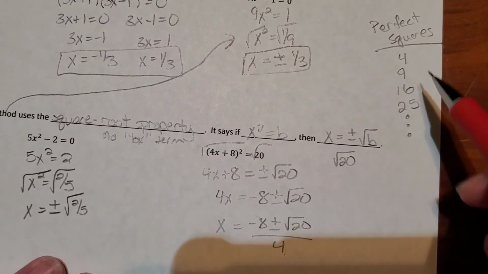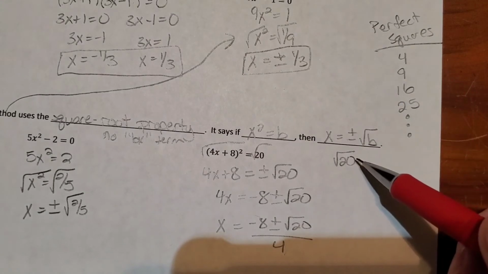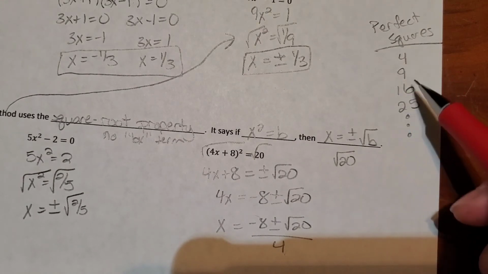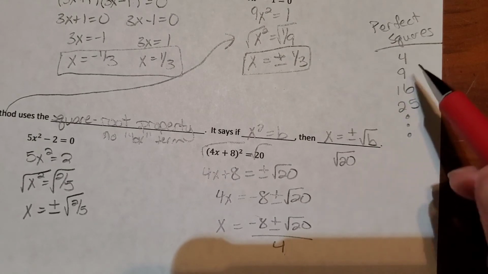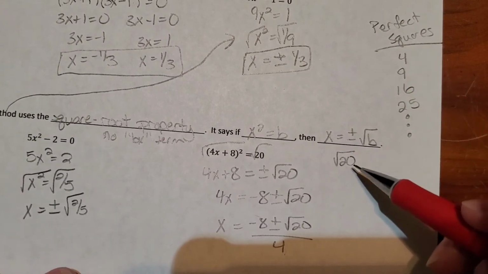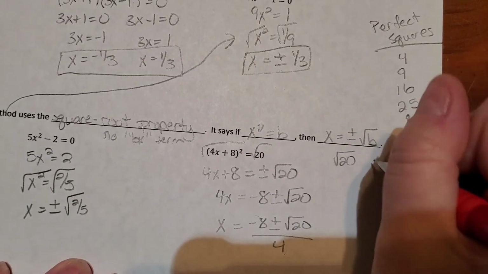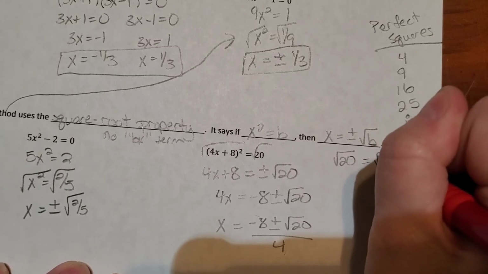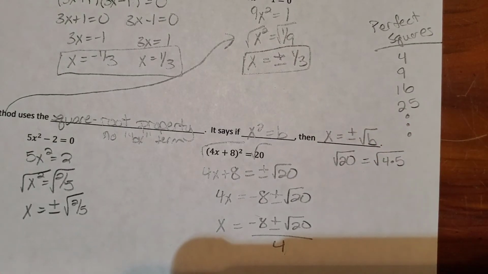So we're looking for the largest perfect square that divides into 20. Notice 4 divides into 20, 9 does not, 16 does not, 25 and the rest of them will all be too big. So 4 is the largest perfect square that divides into 20. So I'm going to rewrite this. I'm not changing anything. I'm just going to rewrite it as the square root of 4 times 5. Notice I still have the square root of 20. I didn't change anything. I just rewrote 20 as 4 times 5.